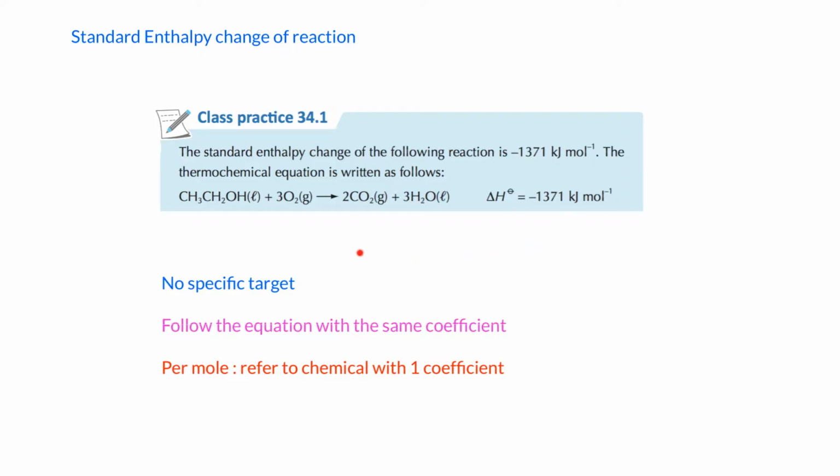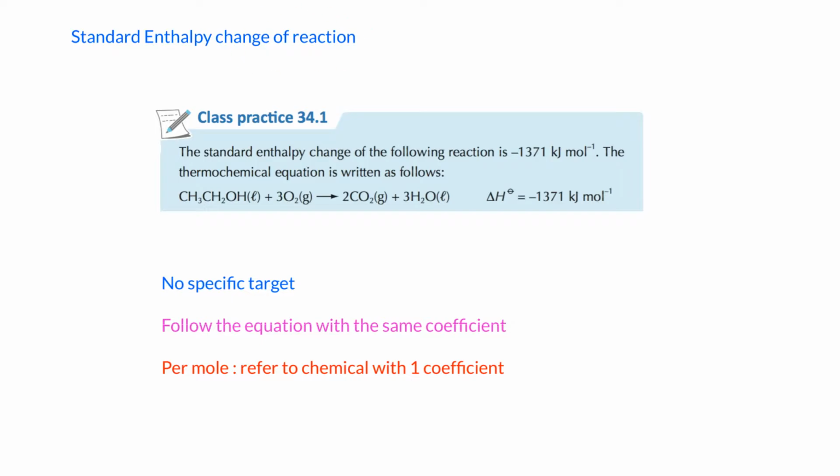And this per mole doesn't specify any one of the reactants, but we refer to the chemicals in it that have a coefficient of one. For example, in this case, the ethanol has a coefficient of one. That means per mole, we're referring to this one. So if you have 2 moles, then we have negative 1,371 times 2.